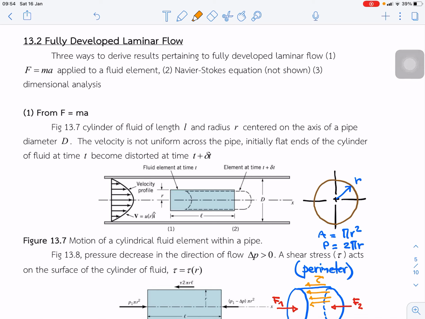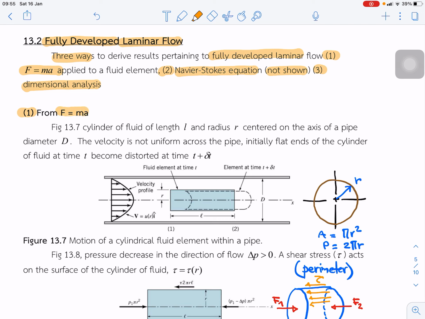Next section is the fully developed laminar flow. There are three ways to derive the equation for fully developed laminar flow. The first method is to use Newton's second law, F equals ma. The second way is to use the Navier-Stokes equation, but we don't show it here. And the third method is dimensional analysis. Okay, start from F equals ma.